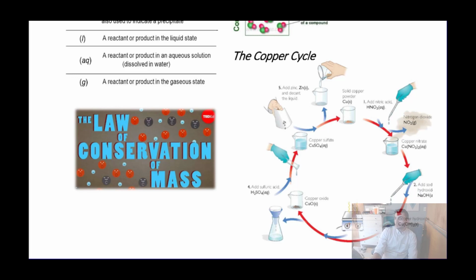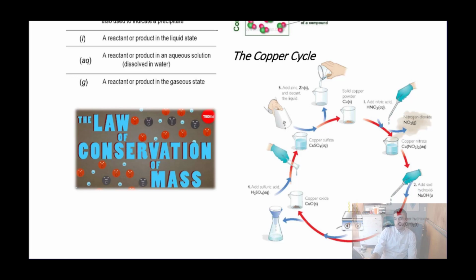So the copper cycle was really used to introduce a couple of important ideas. One was the law of conservation of matter, or the law of conservation of mass, which is the idea that if we measure the amount of copper that we started with, we should have ended with the same exact amount of copper, because matter cannot be created nor destroyed in a chemical process. Second was the idea that we tried to change the copper into something else, but in every step along the way, in that cycle, the copper was there in some way, shape, or form.